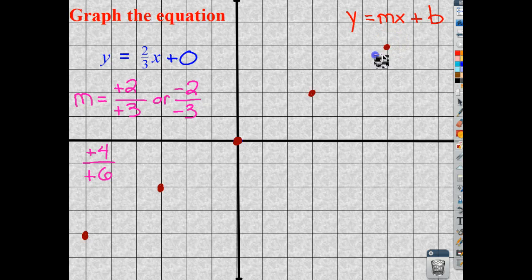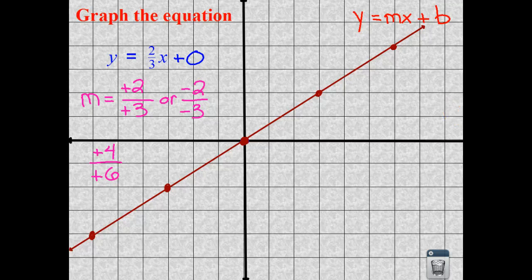And let's see, we're going to go all the way down through your grid. And it looks pretty good to me. And if you want to label it, feel free to label it y equals 2/3 x. So again, here's your b, and then you use the given slope, which is your m, 2/3.